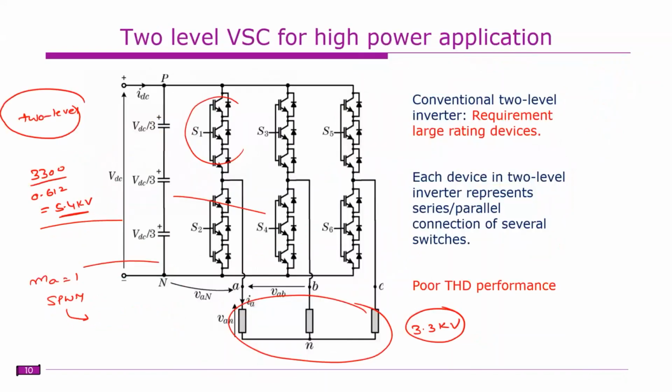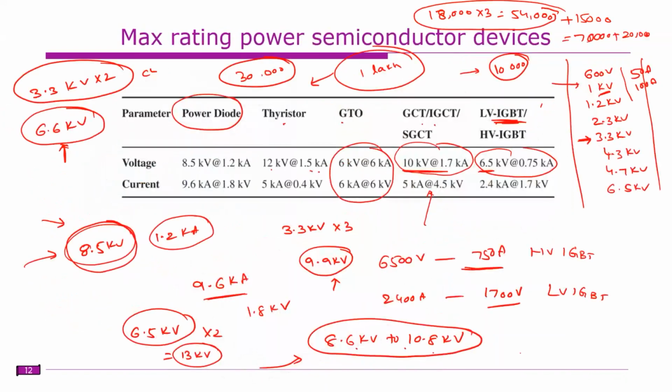Right. So come to our discussion. You need to understand that if you want to block higher voltages, you need to connect several IGBTs in series. Similarly, to increase the current rating, we need to connect several IGBTs in parallel.